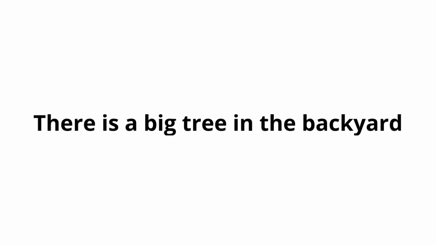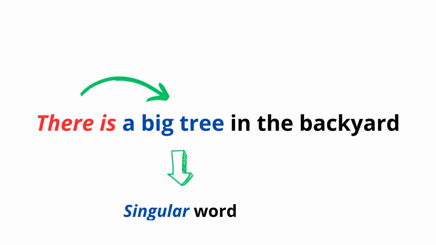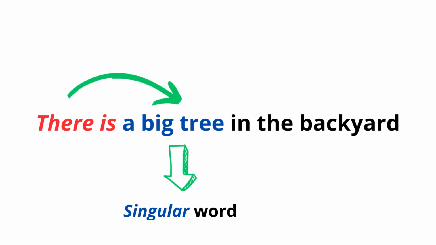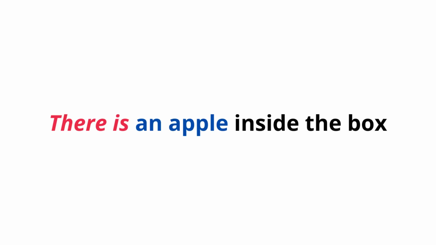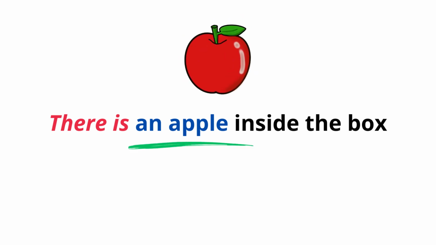Example of sentence that use there is include there is a big tree in the backyard. From this example we can see that the use of there is followed by the singular word, which in this case is a big tree, which means there is one big tree. There is an apple inside the box. From the second example, there is also used to indicate the existence of a single thing, whereas in the example there is the word an apple, which means there is one apple.